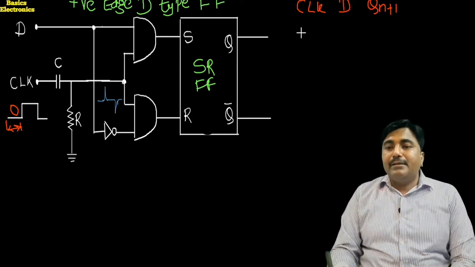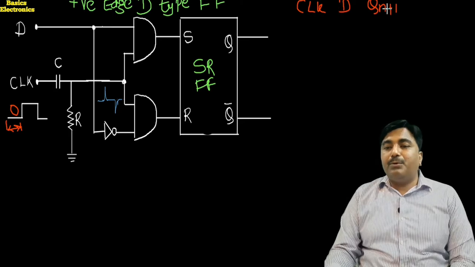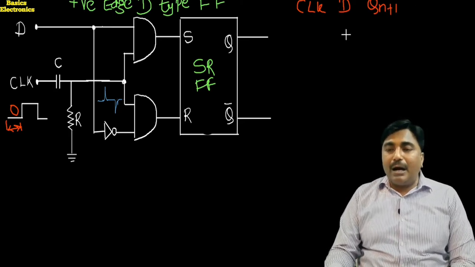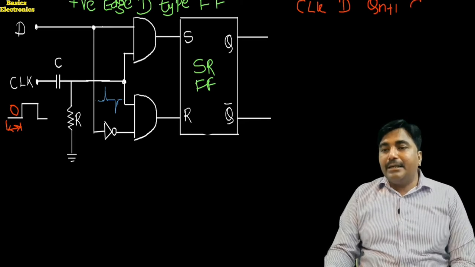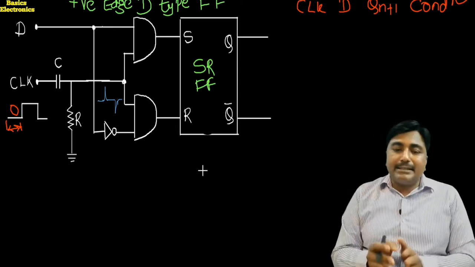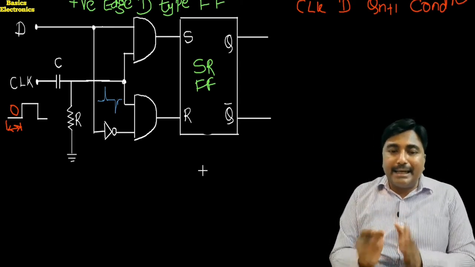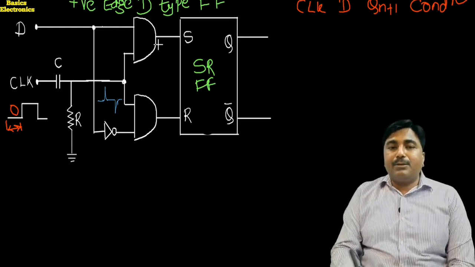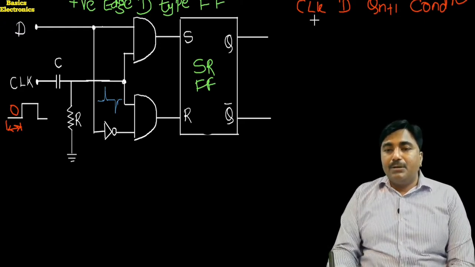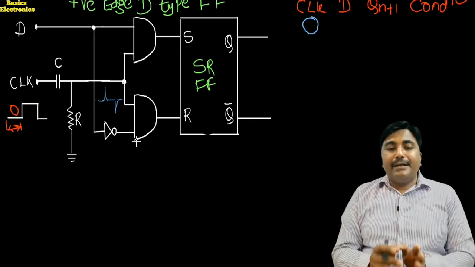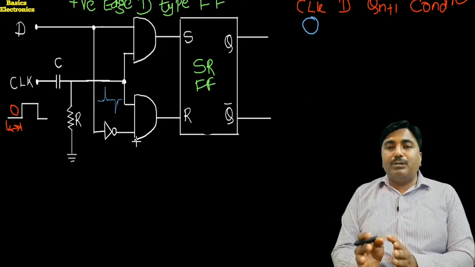Okay, so here the clock input, D input, Qn plus 1, or simply you can write down the Q output, and the condition of the flip-flop: either the flip-flop is in no change condition, or it is in the set condition, or in the reset condition. Now first we consider the clock pulse is 0. What does it mean? It means that here there is no positive edge.